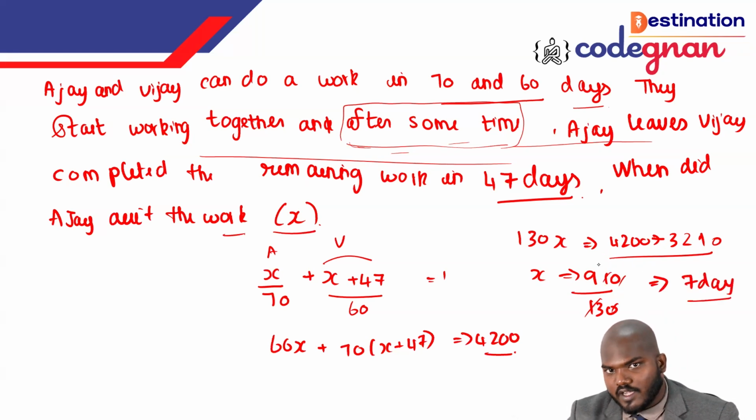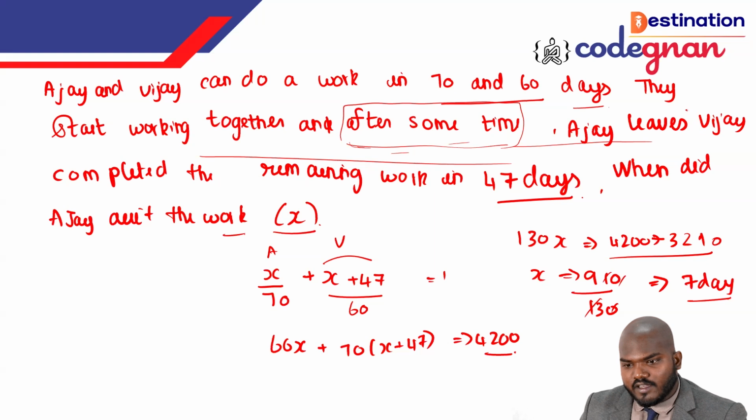I'll explain the question again. Ajay and Vijay can do some work in 70 and 60 days. They started working together. After some time, Ajay leaves, and Vijay completed the remaining work. Read it in continuation, guys. So you need to keep one thing in mind: they want to find out how many days Ajay worked.